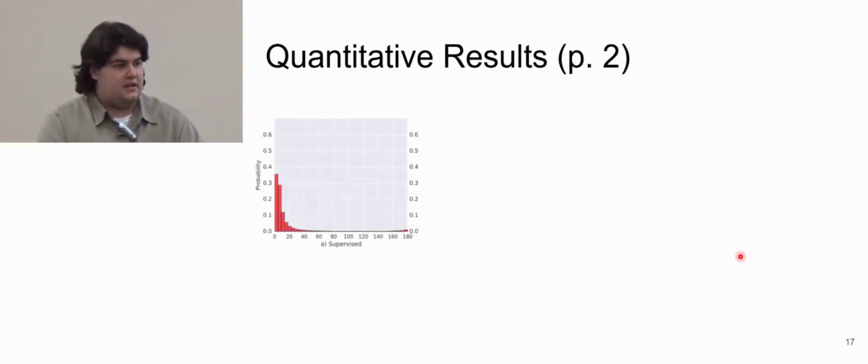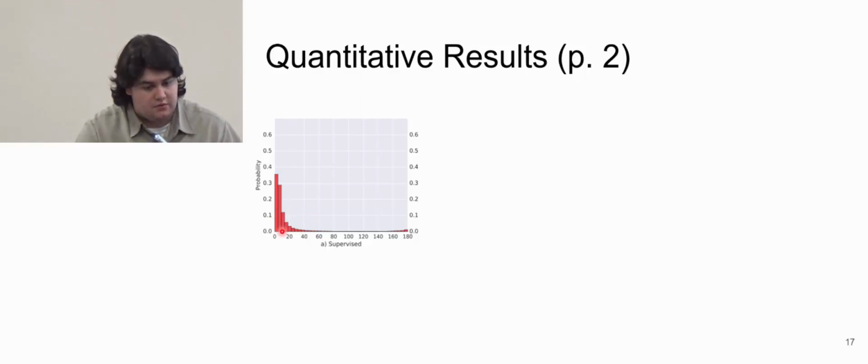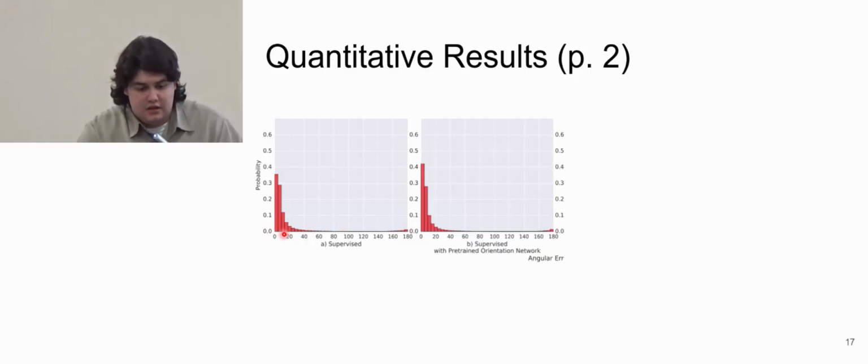So let's see that in a histogram format. These are, again, the angular distance errors. We want them to be as left skewed as possible. The supervised method is pretty good, but it still has about, let's say, 30% of its values past 15 degrees of rotation.